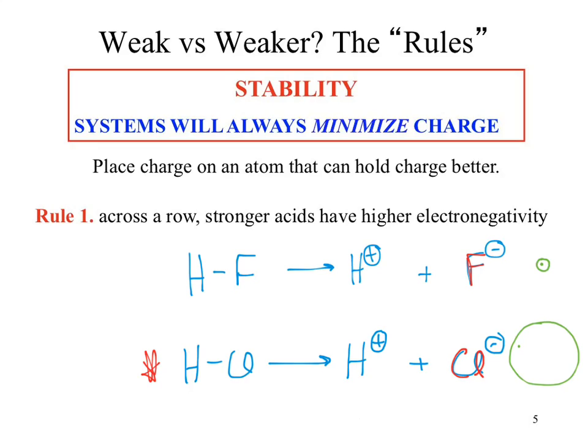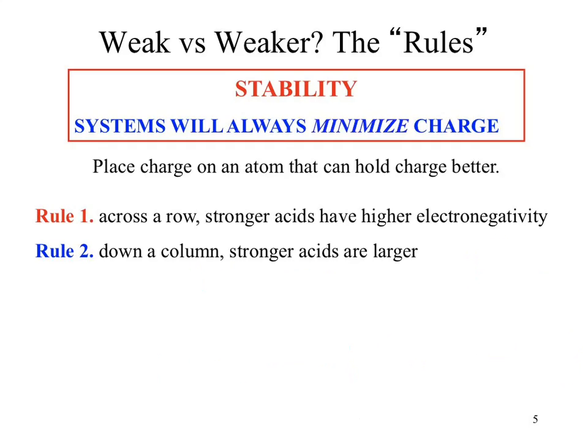Kind of makes sense? So let's put some words to that rule, in case you don't want to derive it. Down a column, your stronger acids are larger. So the larger the atom is where your negative charge is held, the more acidic it becomes. Okay?